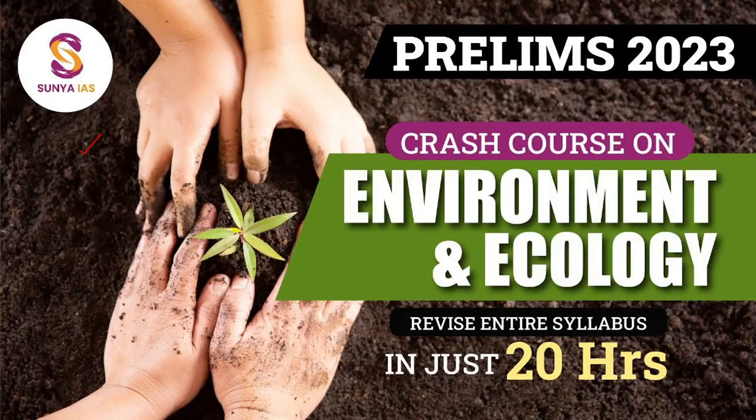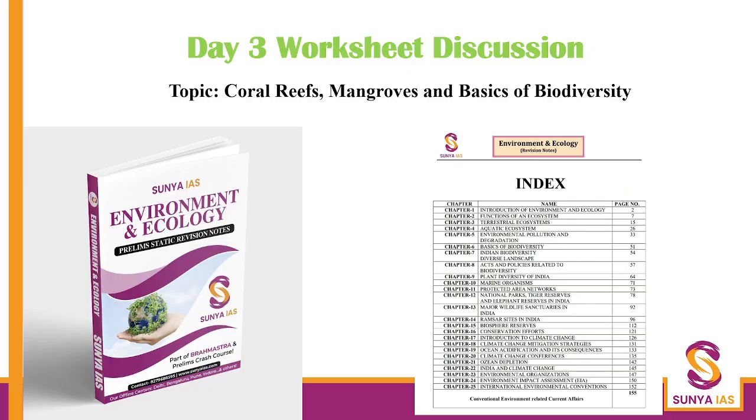Now, if you really want to attempt these questions, first of all, you should go through the specific lectures. You should cover coral reefs, mangroves, and the basics of biodiversity, which was lecture 3. Coral reefs and mangroves were covered in lecture 2.2. So you should cover them and then only attempt the test. Additionally, you may want to refer to chapter number 4, that is aquatic systems, for this particular day 3 worksheet discussion.